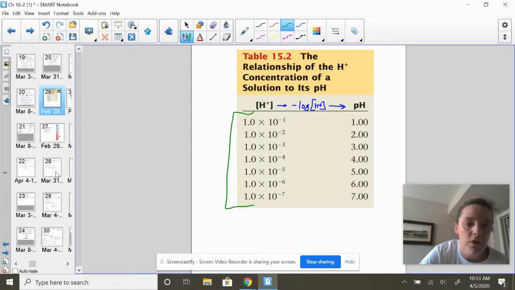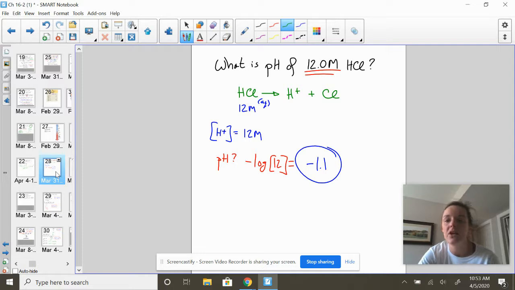I'm going to skip a few slides just for the sake of time, but here's an example. What is the pH of a 12 molar solution of hydrogen chloride? We know that hydrogen chloride dissociates into hydrogen and chlorine ions. Therefore, the concentration of hydrogen ions is going to equal 12. So what is the pH? Well, we plug it into our log and we take the negative log of 12 to get a pH of negative 1.1.